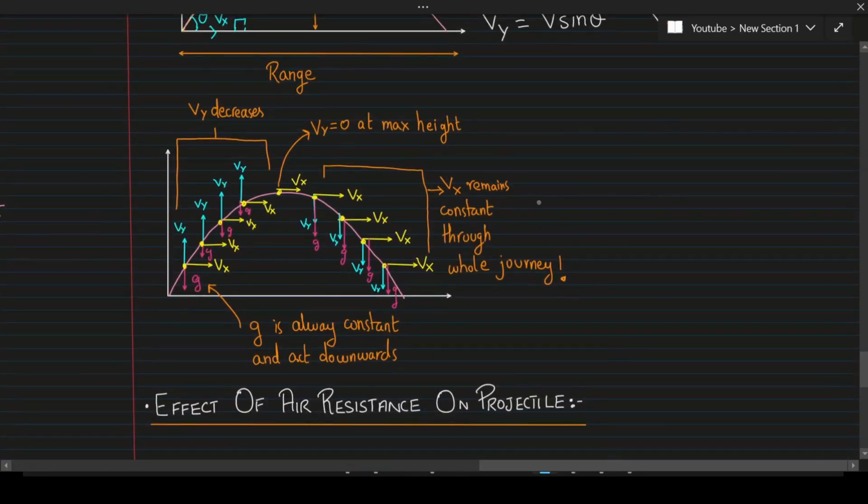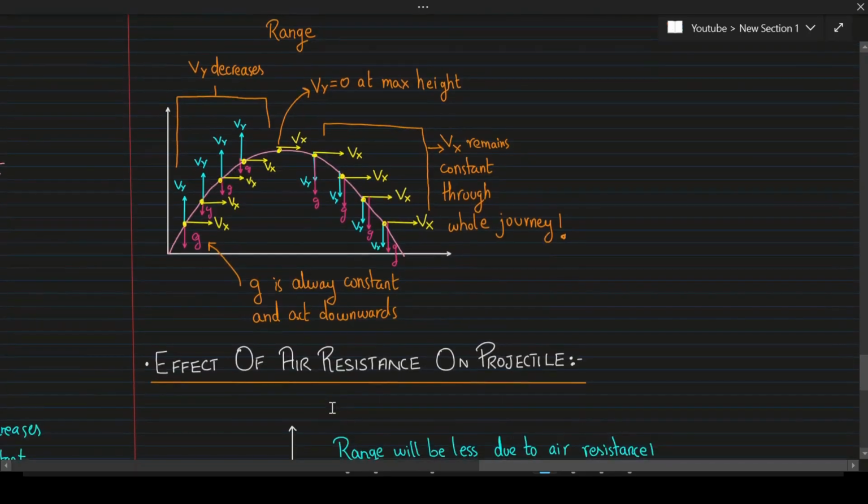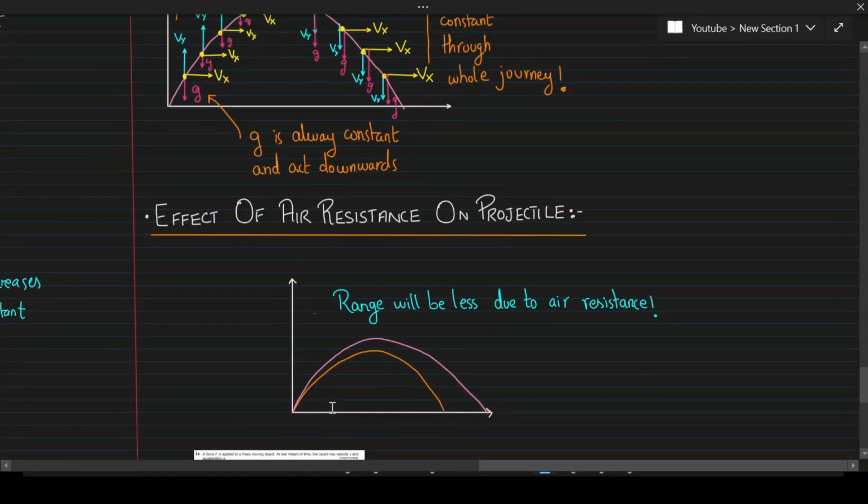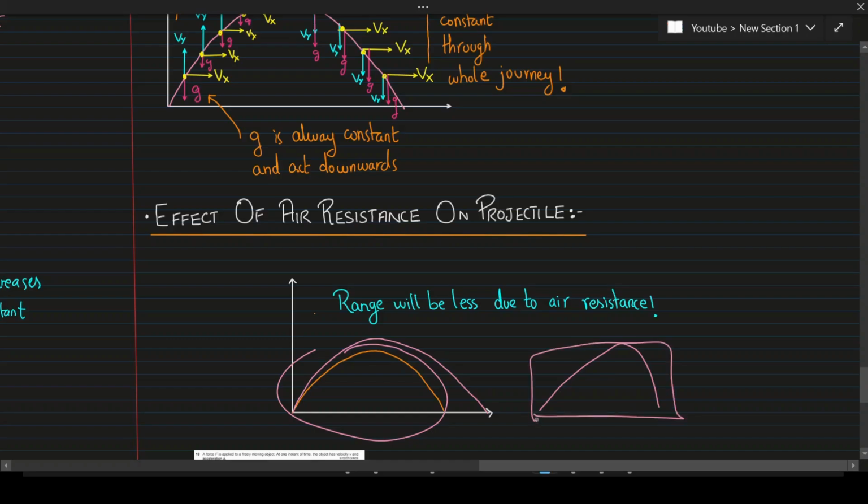Then this scenario, if you see, is a very symmetric, regular shape. It is when there is no air resistance. This is a scenario where air resistance is negligible, as I previously told you. But what if we have air resistance? Then the graph would look something like this. In the orange one, your range would be less, and it would come down very quickly. So it would be an uneven shape of the graph. This would be the effect. I have written here: range will be less due to air resistance.